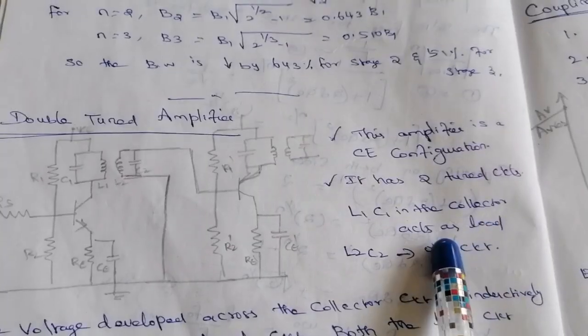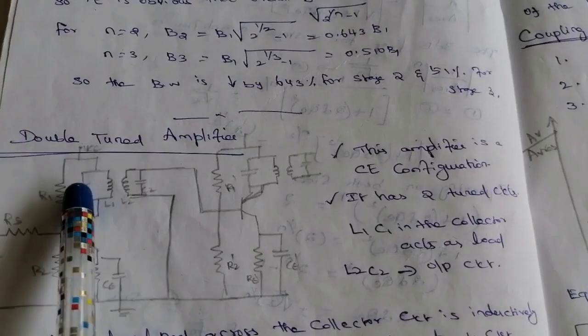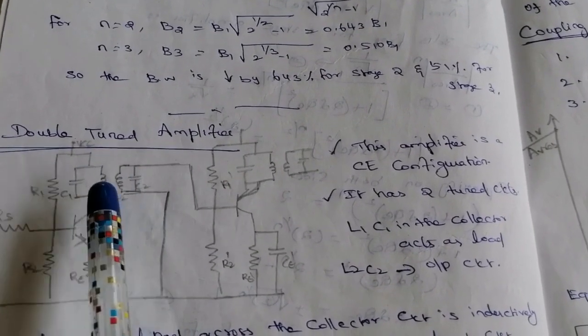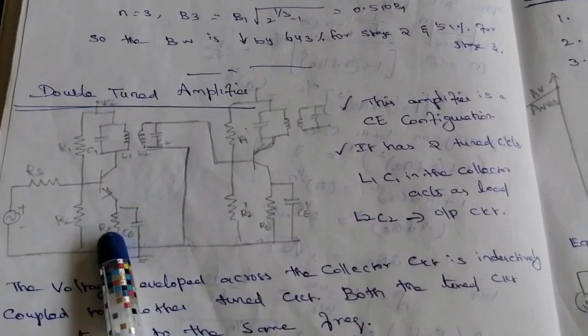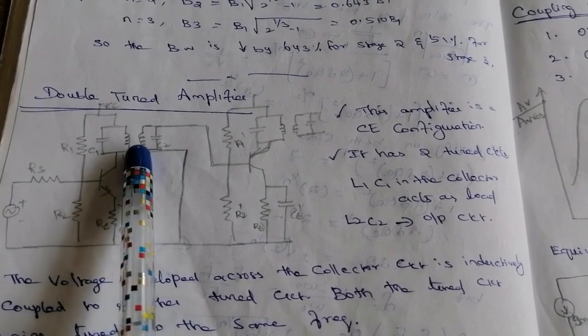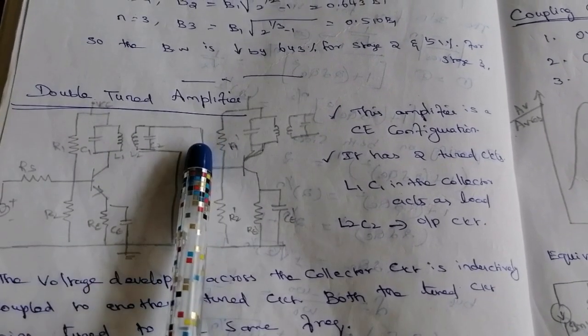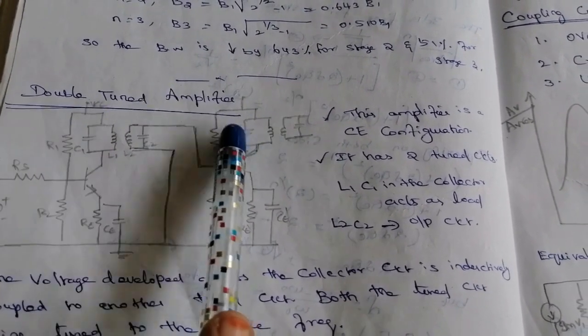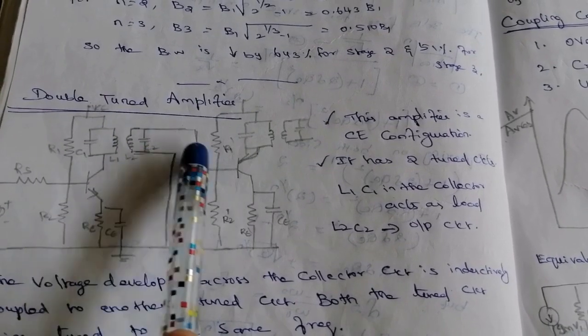L1 C1 in the collector acts as a load. L2 C2 is the output circuit. The voltage developed across the collector circuit is inductively coupled to another tune circuit. Both the tune circuits are tuned to the same frequency.